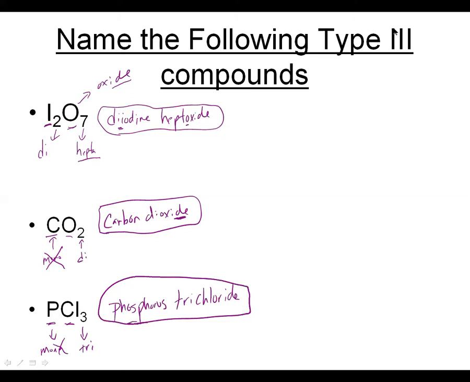Now, when we have type 3, like I said, they really are the easiest. They should be the ones that you can name or write the formulas for the fastest. So, for example, if we come over here and we had something like carbon tetrachloride, and something like dinitrogen pentoxide, why don't you take a second and write the formulas for those two?